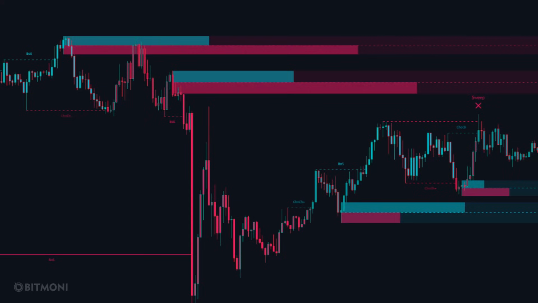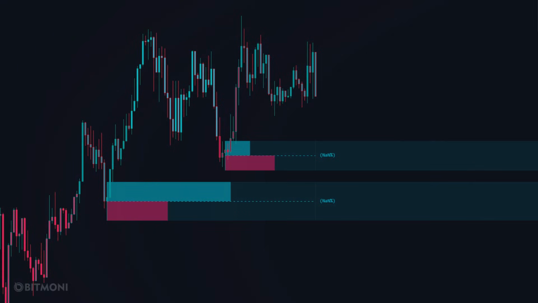So this is the wonderful Smart Money Toolkit by Algo. Now, what makes this indicator stand out? Let's quickly break down the amazing features of this indicator. First, we have the volumetric order blocks.